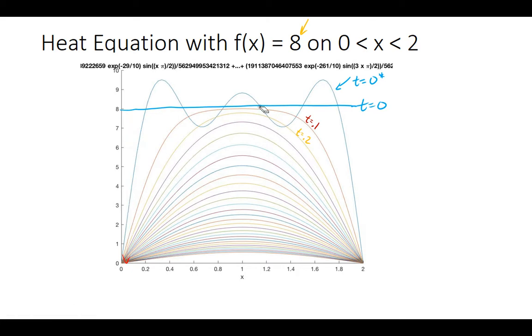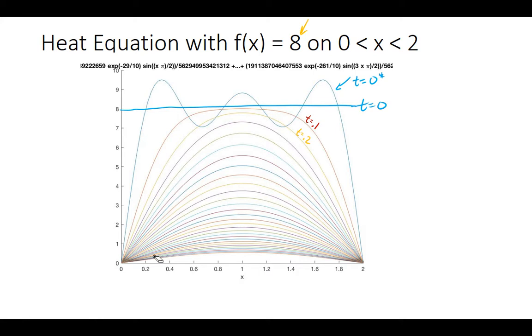Whereas the middle of the bar takes a lot longer, right? After the same short amount of time, the middle of the bar is still pretty warm, whereas the ends have cooled off much more quickly. So that agrees with our intuition, I think, about what happens with heat.